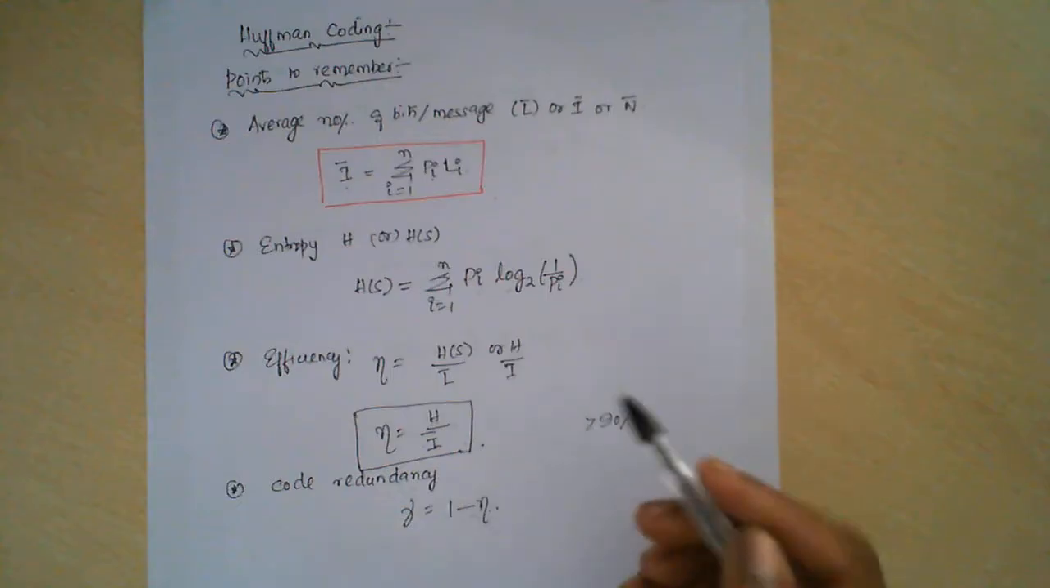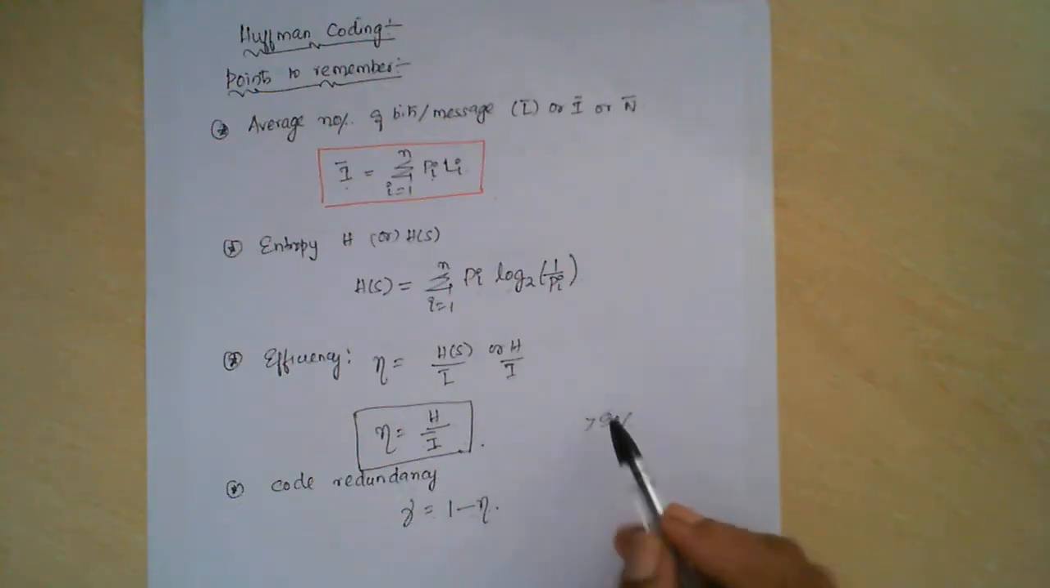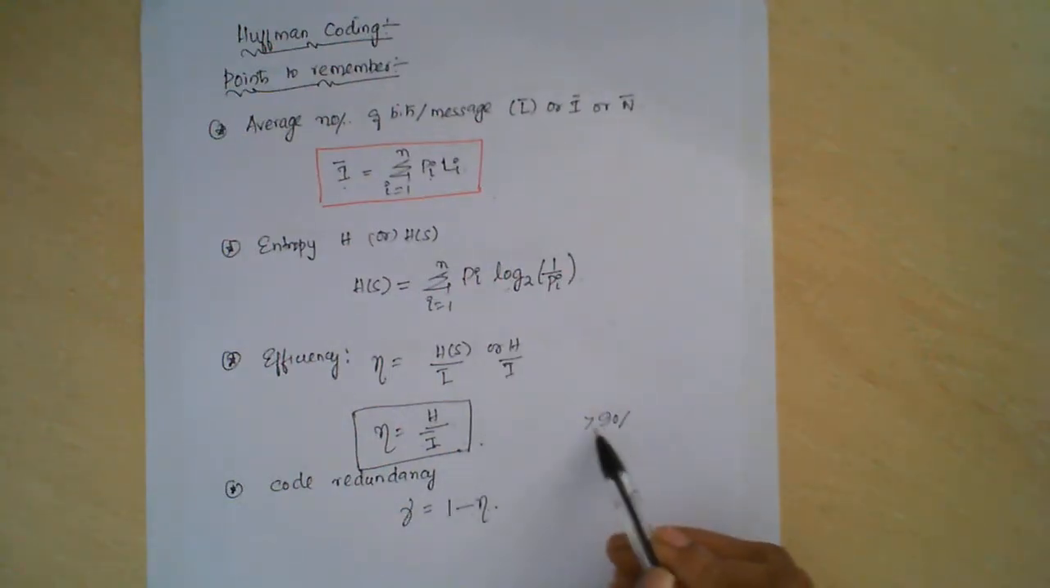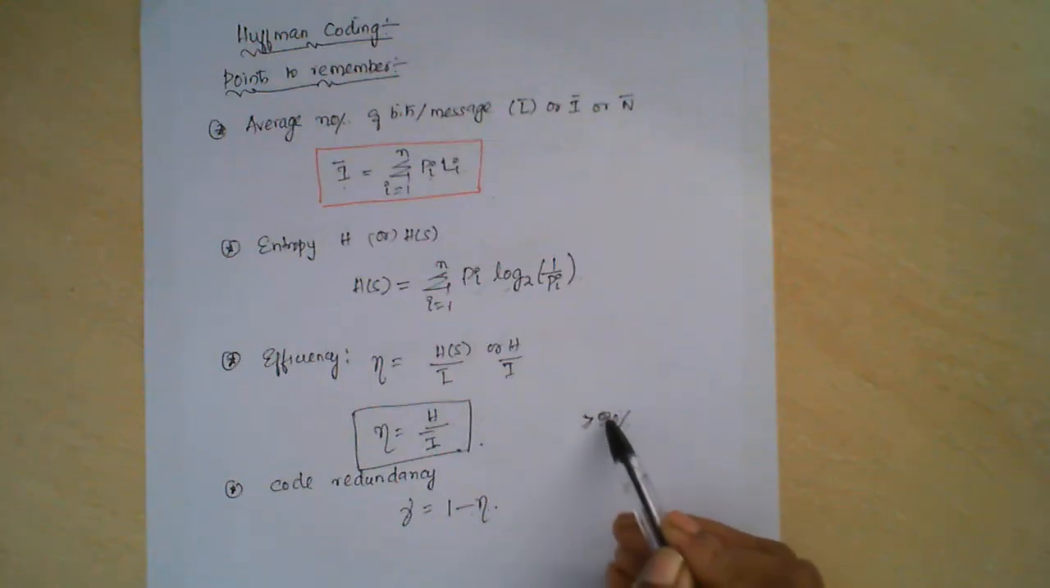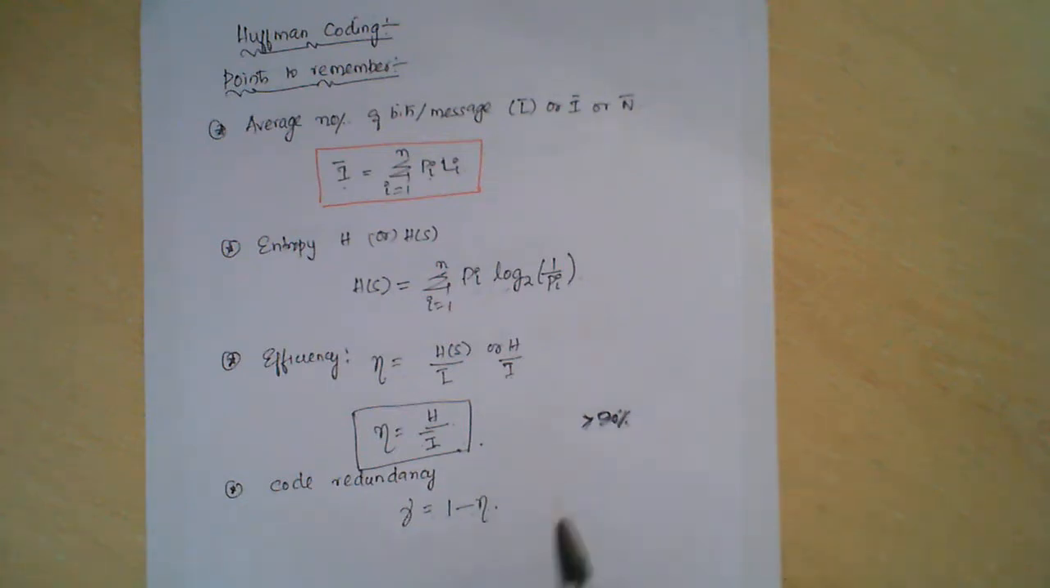The other point you should remember is about efficiency. You will always get an answer which is greater than or equal to 90%. If you always get 90% or above, then your answer is perfectly right. Else you need to check your answers. Next is regarding code redundancy. You can verify it by subtracting the value before converting into a percentage, so you will get a minimal value such as 0.01, etc.